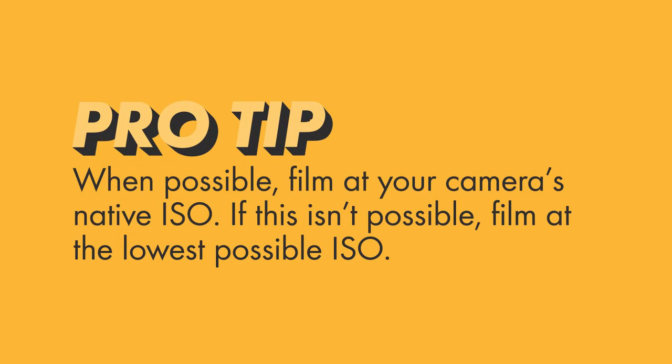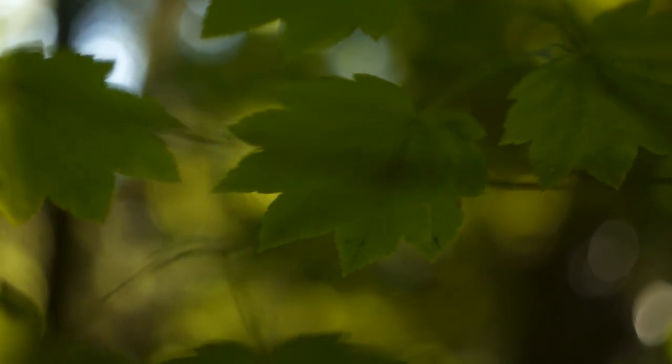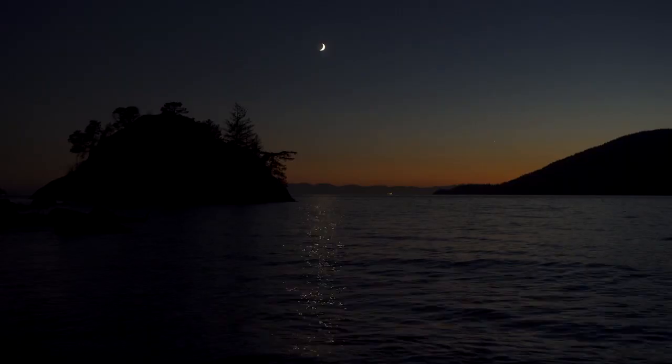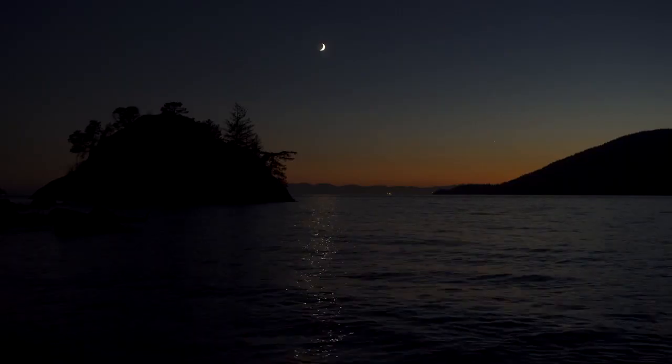To simplify things, in the best case scenario, try to stick to shooting in your camera's native ISO. Otherwise, I'd recommend shooting at the lowest ISO your camera can go. In brighter environments, it'll be a lot easier to keep your ISO low. But shooting in dimmer locations, you will find yourself increasing your ISO.